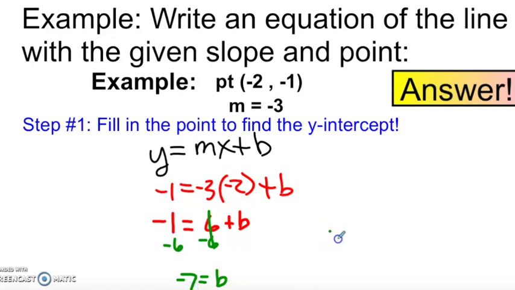So my equation is going to be y equals, and then I just fill in my m, which was already given to me at -3, and my b is -7. And that's how we handle a problem like this. So this is one I feel you can do.